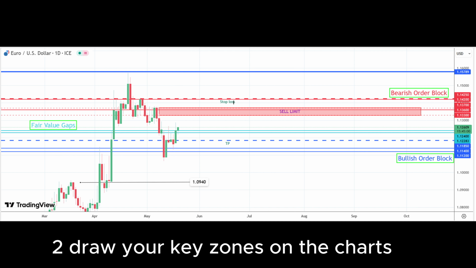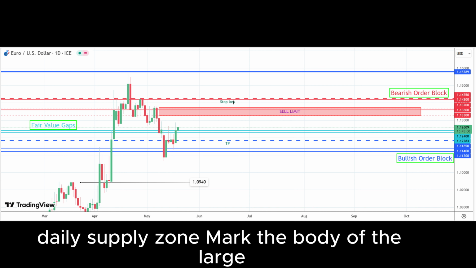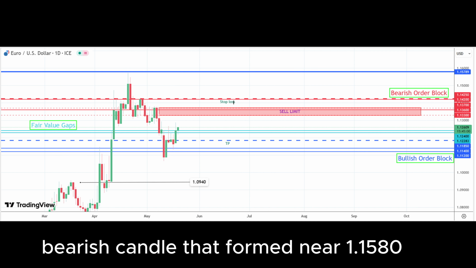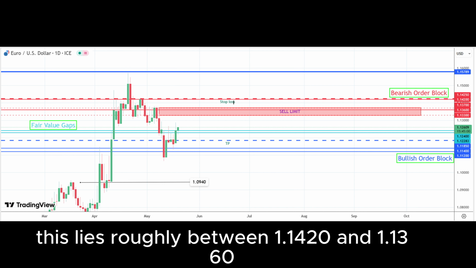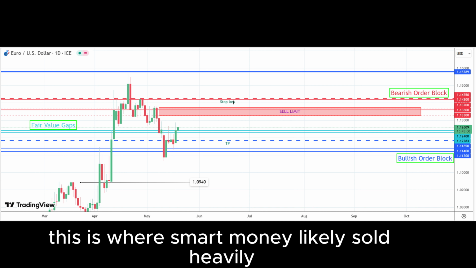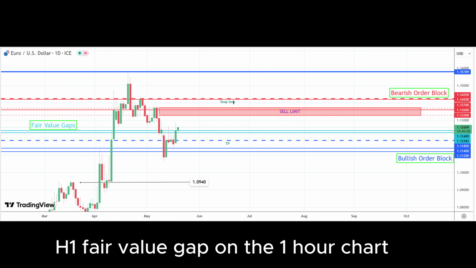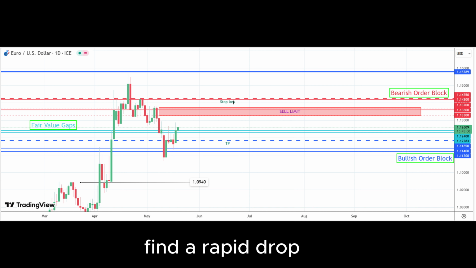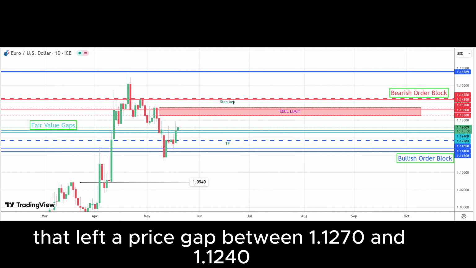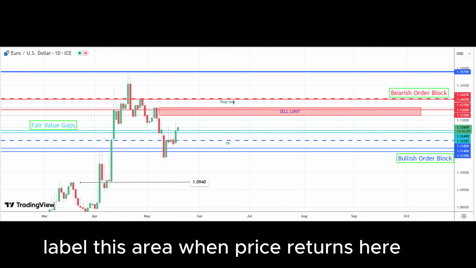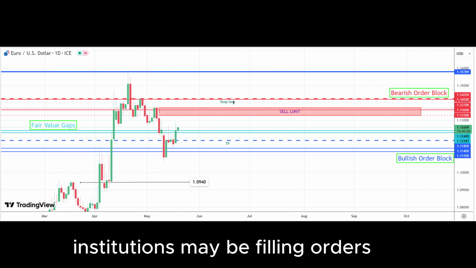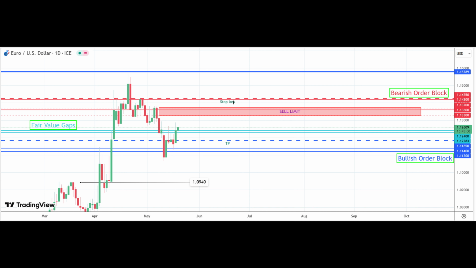2. Draw your key zones on the charts. Daily supply zone. Mark the body of the large bearish candle that formed near 1.1580. This lies roughly between 1.1420 and 1.1360. This is where smart money likely sold heavily. H1 fair value gap. On the 1-hour chart, find the rapid drop that left a price gap between 1.1270 and 1.1240. Label this area. When price returns here, institutions may be filling orders.